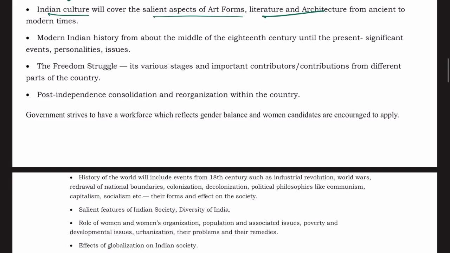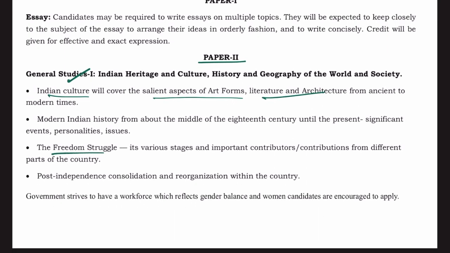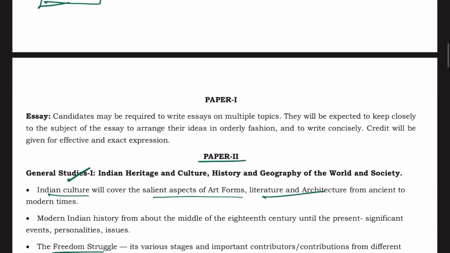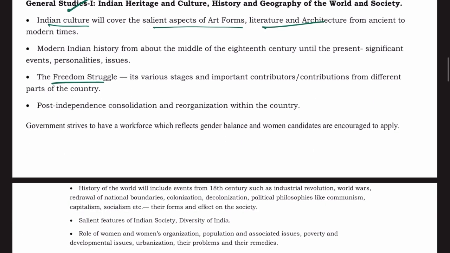So as we have seen, the freedom struggle. What is the freedom struggle? Is it the Indian national movement only, right? It is given. When you study the national movement for prelims, you should also be aware that this will also be asked in mains, right? So you should study it elaborately, right? Modern Indian history, from about the middle of the 18th century until the present, significant events, personalities, and everything.